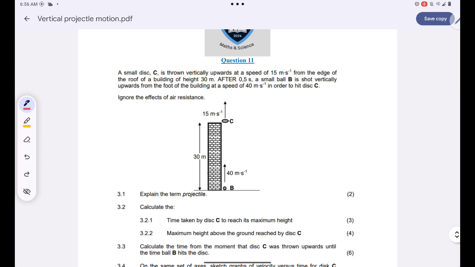A small disk C is thrown vertically upwards at a speed of 15 meters per second from the edge of the roof of a building of height 30 meters. After 0.5 seconds, a small ball B is shot vertically upwards from the foot of the building at a speed of 40 meters per second in order to hit disk C.